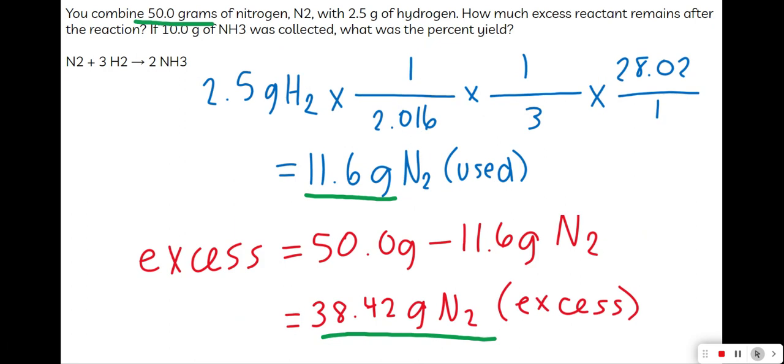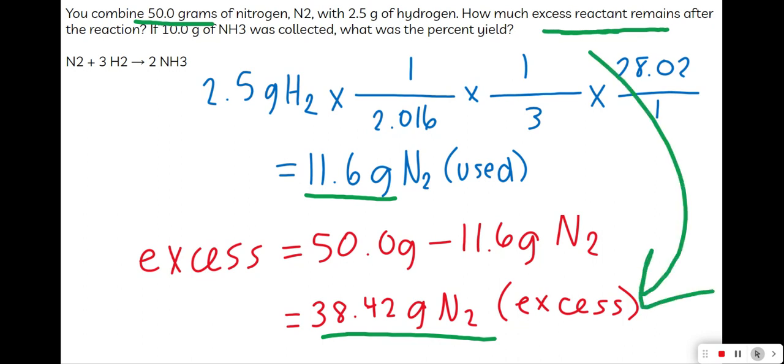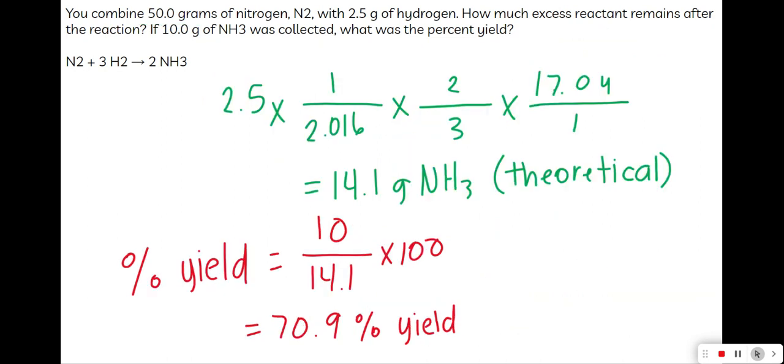The question asks how much excess reactant remains. Well, there you go. 38.4 grams of excess remains. Now we have one last question to answer, and that is, what was the percent yield? Let's go figure that out.